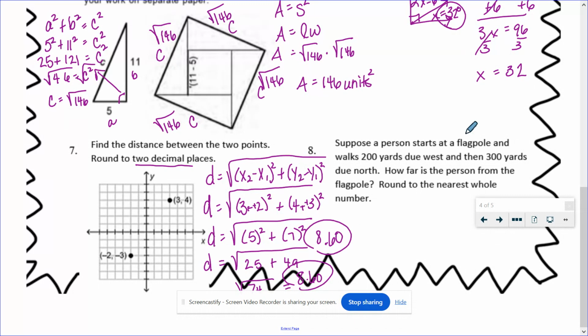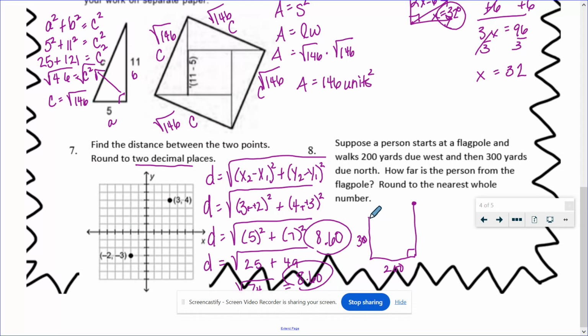All right, number 8, suppose a person starts at a flagpole. All right, let's draw our flagpole. And walks 200 yards due west. So west is going to be this way. That creates my right angle. And then 300 yards north. All right, so that's going to be 300 north.